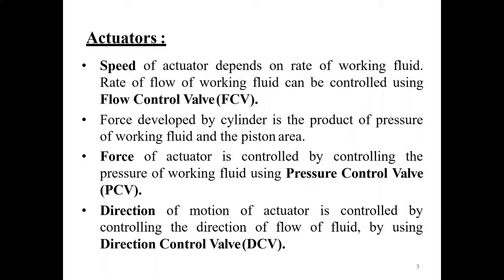How we are going to use the pressure control valve and flow control valve, we already saw in this chapter. Then the direction of motion of the actuator is controlled by controlling the direction of flow of fluid by using a direction control valve. I already showed you the 3 by 2 and 4 by 2 direction control valves, and how we use these control valves to get the desired motion of the actuator. We already saw it in previous lectures.